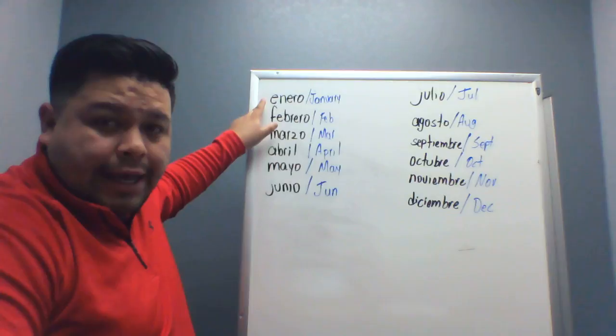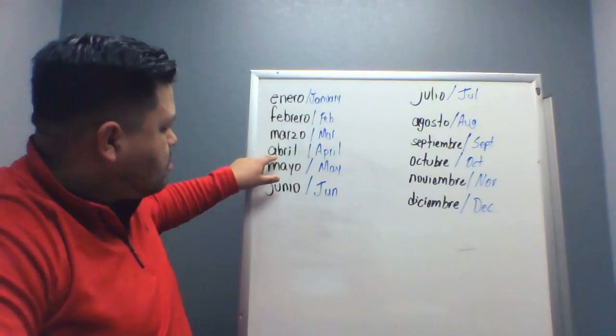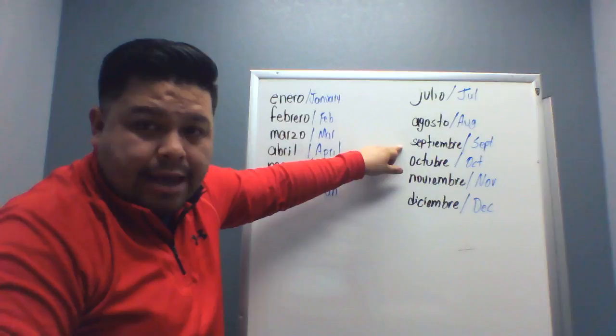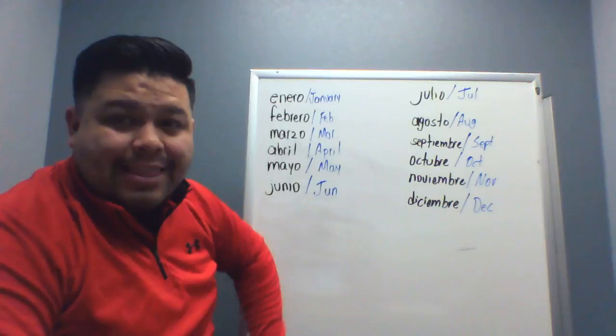January, enero, febrero, marzo, abril, mayo, junio, julio, agosto, septiembre, octubre, noviembre, diciembre. Go back, make sure that you guys get the pronunciation.